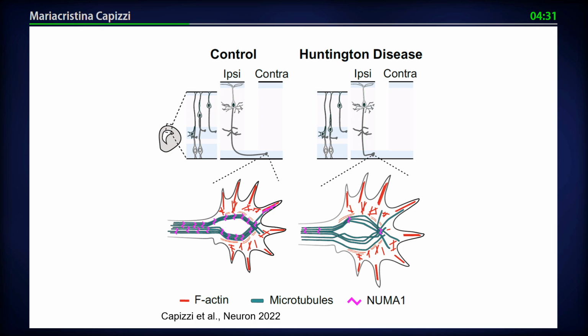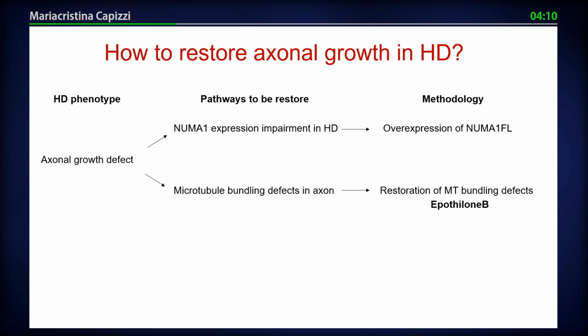So now we saw that in HD there is an axonal growth defect, and that this defect is due to deregulation and disassembly of the cytoskeleton caused by NUMA1 downregulation. But our goal was to try to recover the phenotype, to restore the axonal growth and to recover, at least in part, the phenotype we observed. We had two strategies. One was to overexpress the full-length NUMA, acting really upstream in the pathway. But due to the size of NUMA, which is 250 kilodaltons, we were not able to overexpress the protein sufficiently by viral injection. So we decided to go with another strategy that acted directly downstream in the pathway, at the level of the cytoskeleton.